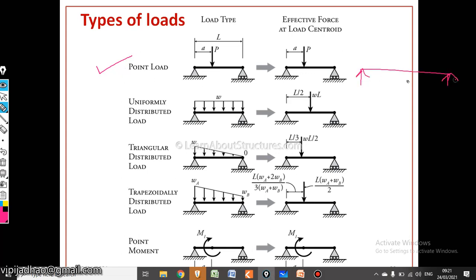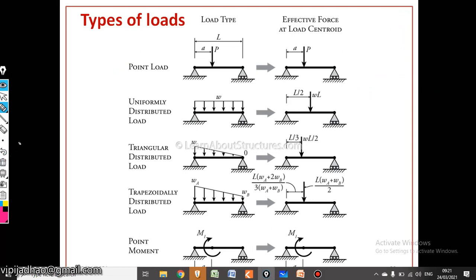Okay, we have a beam, and one person is standing here like this. Whatever load is coming on this particular beam will be a point load. Let us consider his weight is 50 kg. Then the point load of 50 kg will be acting at this particular location on the beam.